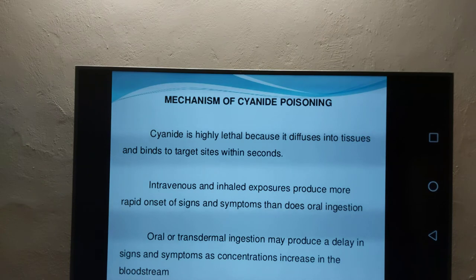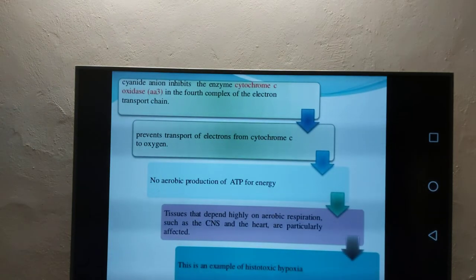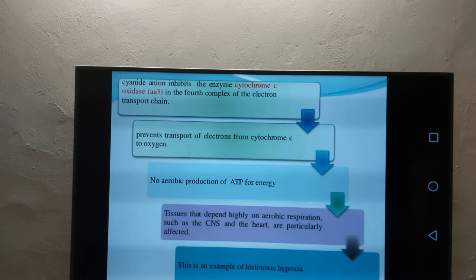Mechanism of cyanide action. Cyanide is highly lethal because it diffuses into tissue and binds to target sites within seconds. Intravenous and inhaled exposures produce more rapid onset of signs and symptoms than oral ingestion. Oral or transdermal exposure may produce a delay in signs and symptoms as concentrations increase in the bloodstream. Cyanide anions inhibit the enzyme cytochrome C oxidase. This intracellular action at the fourth complex of the electron transport chain causes hypoxic anoxia.